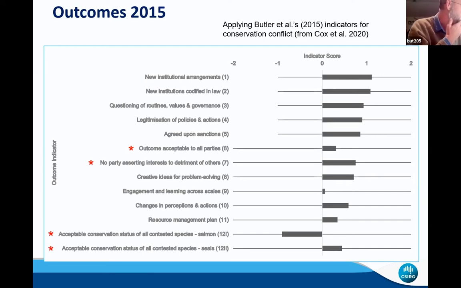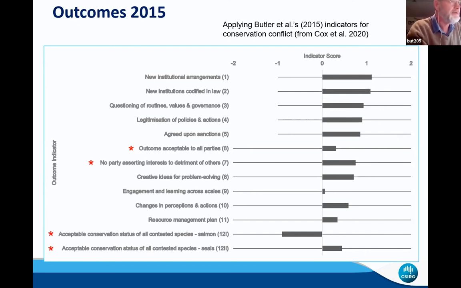So the first few there are a synopsis of the previous outcome indicators that we had: new institutional arrangements, new institutions codified in law, questioning of routines, values and governance, legitimization of policies and actions, agreed upon sanctions, creative ideas for problem solving, engagement and learning across scales, changes in perceptions and actions, and resource management plans. So they were in our previous set of indicators.